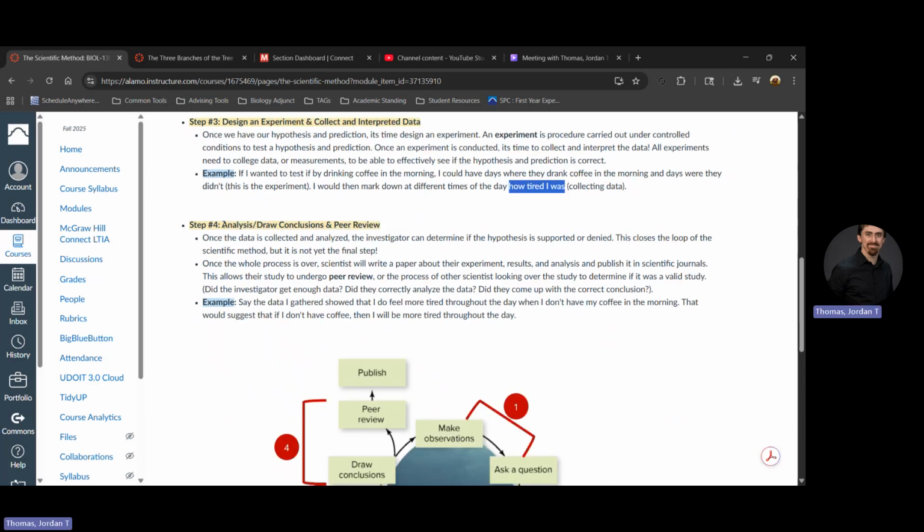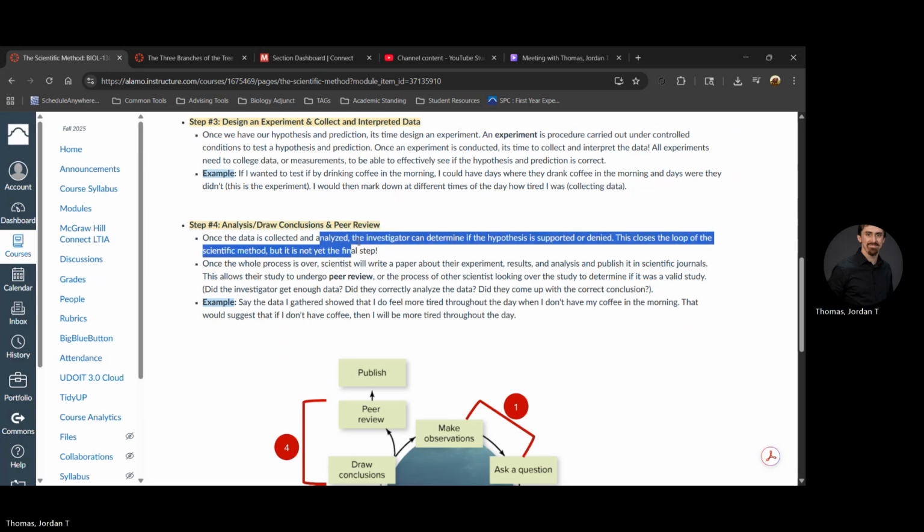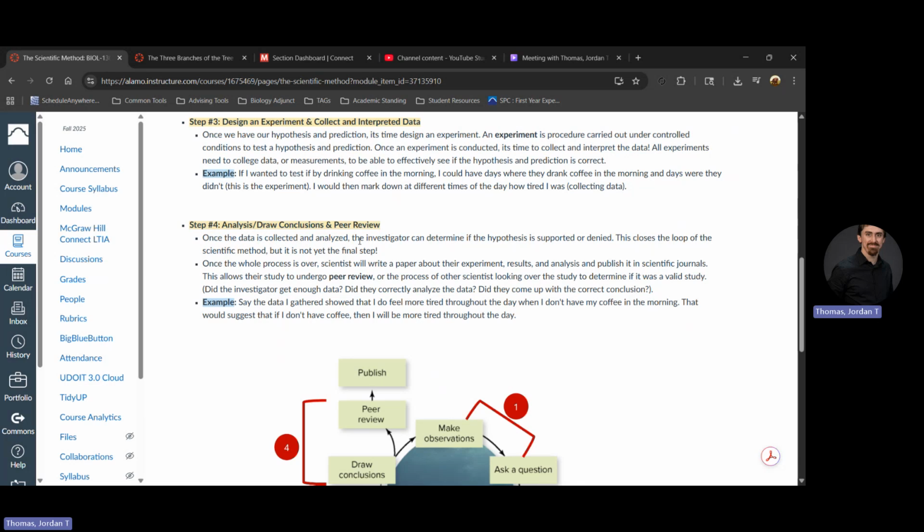Now, the last part of the scientific method is analysis or drawing conclusions in the peer review process. Once we have all the data, once we get everything together, all that information, it can now be analyzed. This means that the investigator, the researcher, the scientist can take the data and determine if the hypothesis is supported or denied. This closes the loop to the scientific method, but it's not the last part.